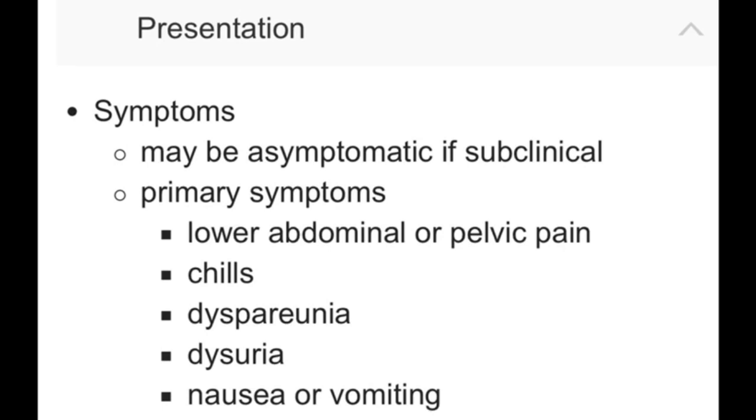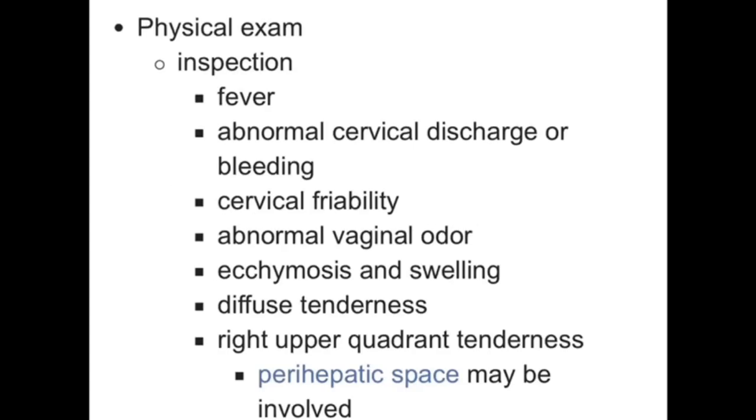Moving on to the presentation, as far as symptoms, these patients may be asymptomatic if subclinical. However, primary symptoms include lower abdominal or pelvic pain, chills, dyspareunia, dysuria, as well as nausea or vomiting. On physical exam, inspection may reveal fever, abnormal cervical discharge or bleeding, cervical friability, abnormal vaginal odor, ecchymosis and swelling, diffuse tenderness, and right upper quadrant tenderness, which may reveal that the perihepatic space may be involved.